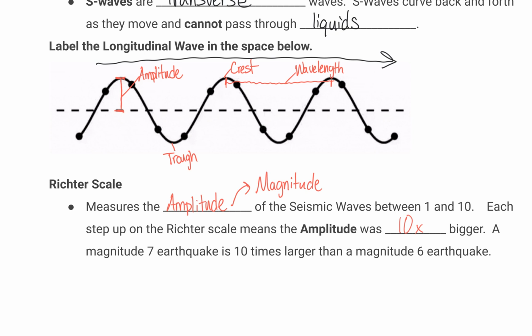So again, please look at the website for animations of both longitudinal waves and transverse waves.